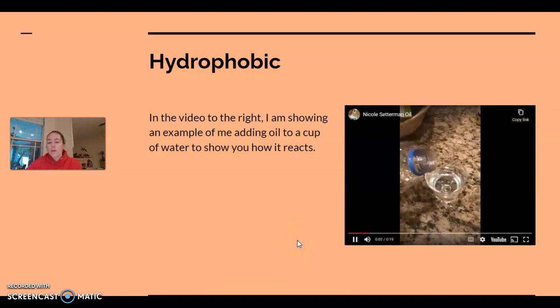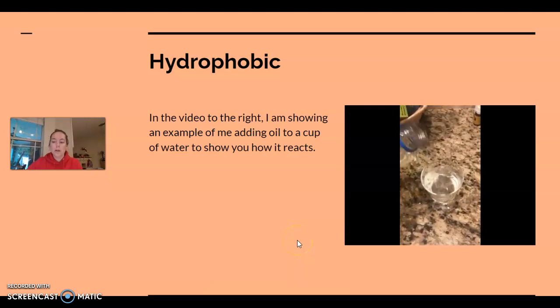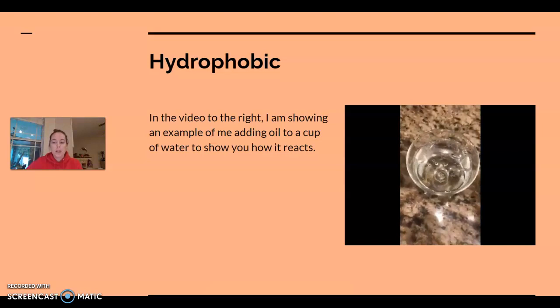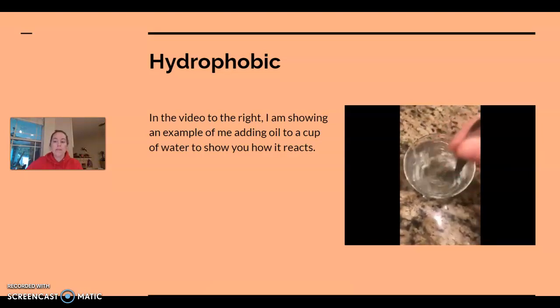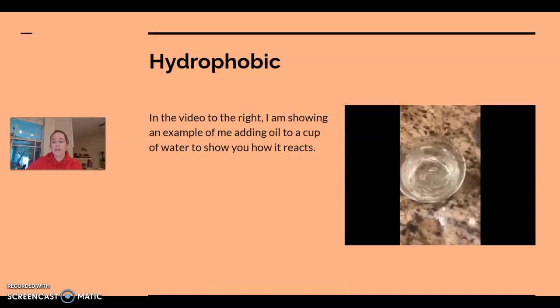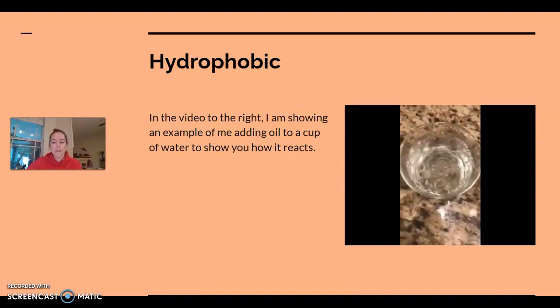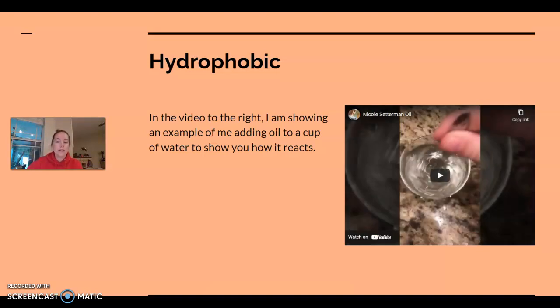I chose just Crisco oil, and I'm adding it to my cup of water. And as you can see, it is forming bubbles at the top. Now I'm going to take my spoon and mix it around to show you that it's not going to dissolve. It's going to keep forming those small bubbles at the top. When a substance does this, that means it's a hydrophobic substance.